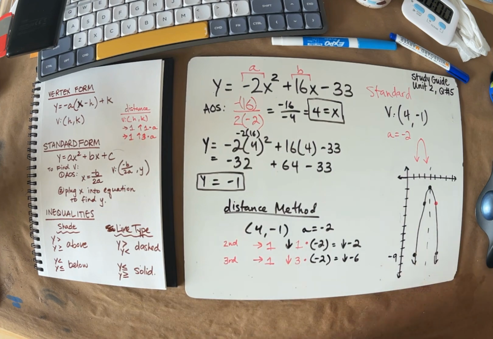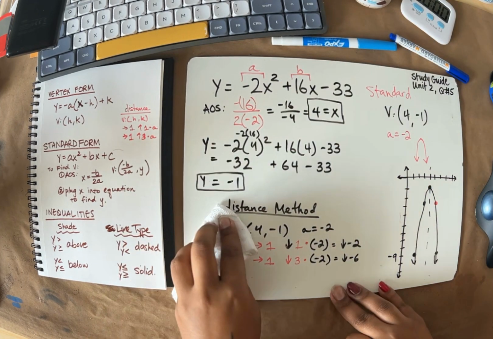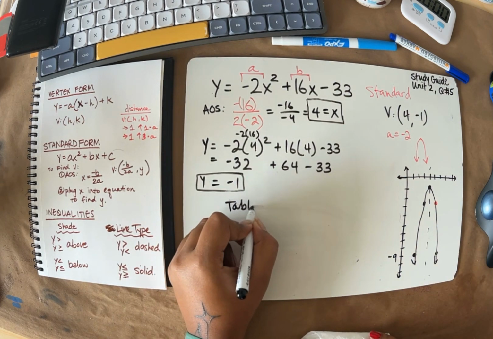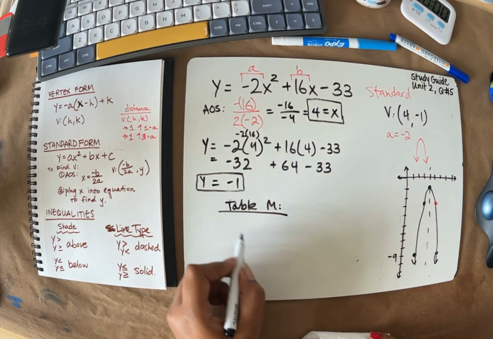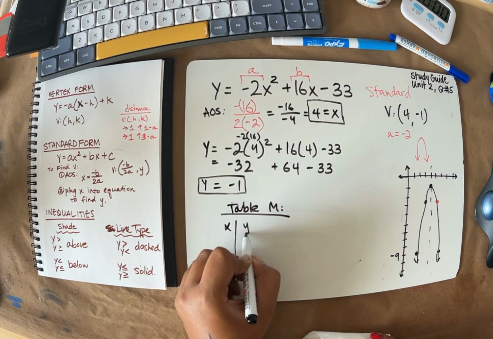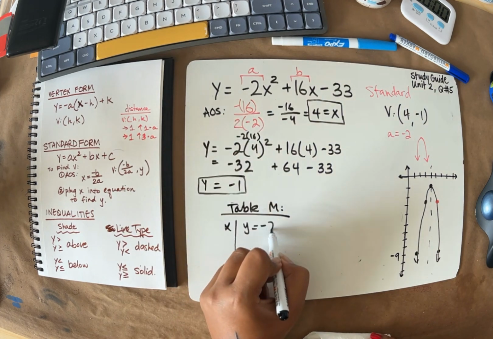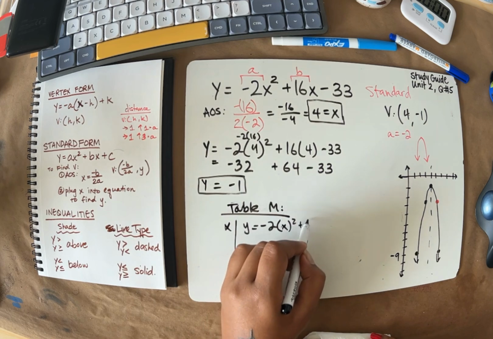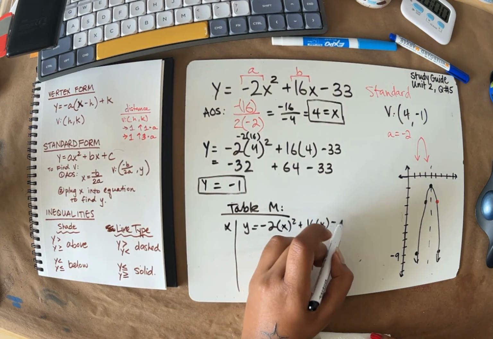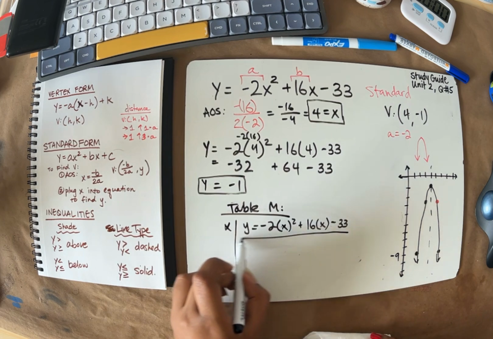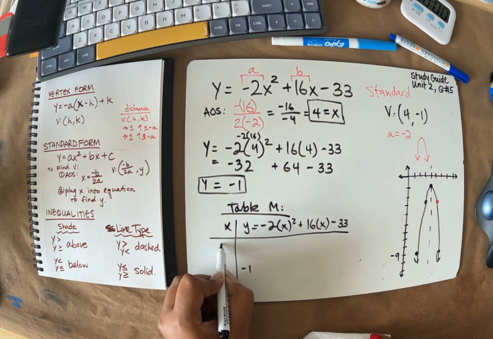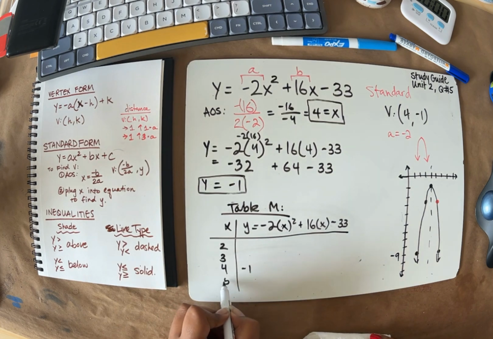Let's try our table method if that's what you like more than anything. So let's look at my table method. My table method is x comma y. Y is equal to my entire equation, negative 2 x squared plus 16 times my x value, minus 33. My vertex always goes in the middle, so I got 4 comma negative 1. I choose 2 numbers behind it, 3 and 2. I choose 2 numbers in front of it, 5 and 6. My vertex is in the middle.